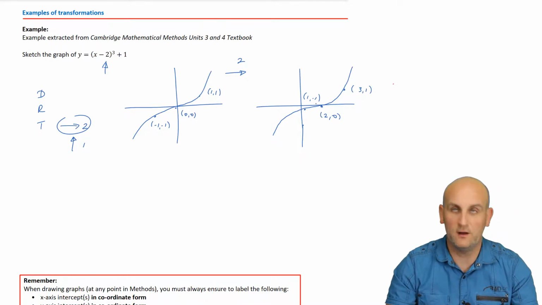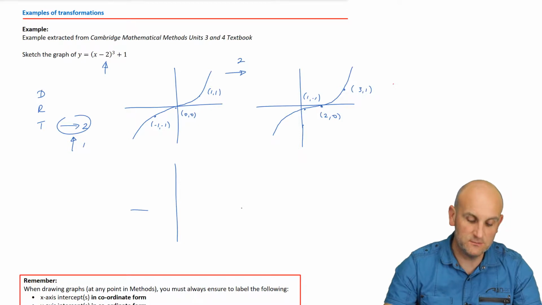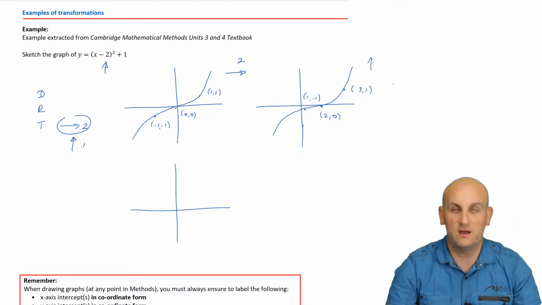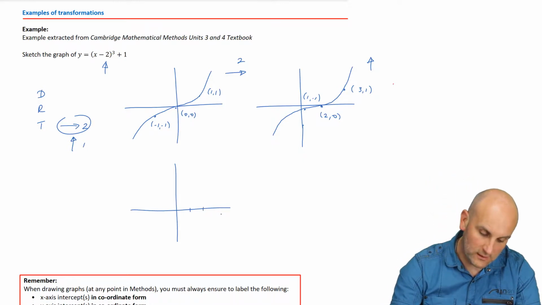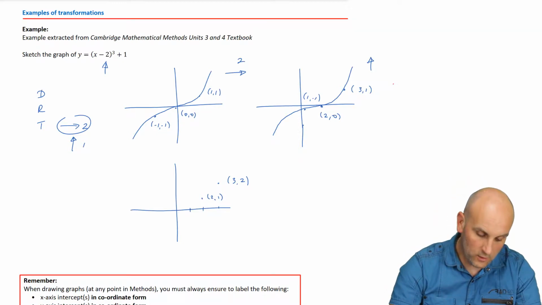So now we're going to move the whole thing up by 1. So let's see what happens now when I actually do my coordinates. When I move it up by 1, all of my y values are going to increase by 1. So I'm going to have (3, 1) become (3, 2). And then (2, 0) becomes (2, 1). And then (1, -1) is going to become (1, 0).